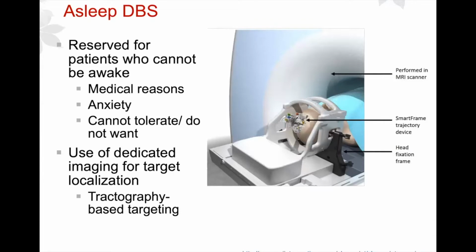Dr. Sweet talked about asleep DBS. In our practice, asleep DBS is mainly reserved for patients who cannot tolerate awake DBS for medical reasons. For example, patients who have unilateral vocal cord paralysis, or anxiety or claustrophobia. They cannot tolerate or don't want to have awake DBS. For these patients, we require some dedicated imaging to really make sure that we are able to aim at the target. And so we use tractography for these patients.